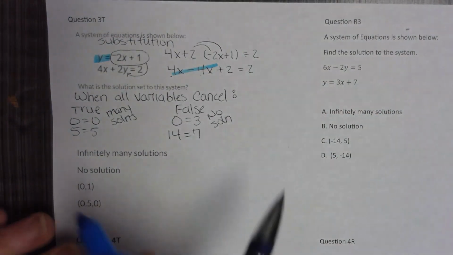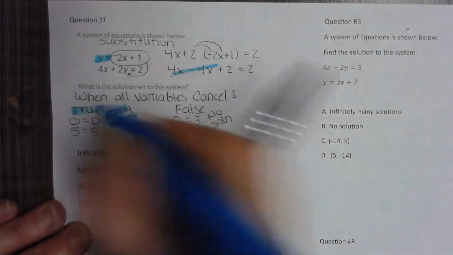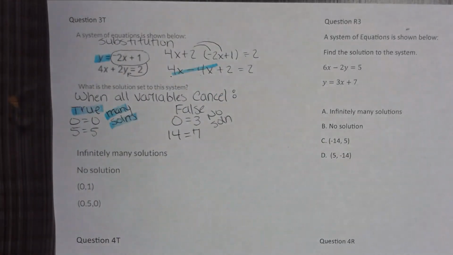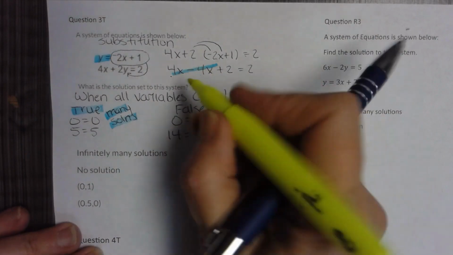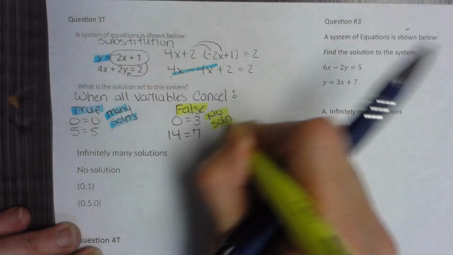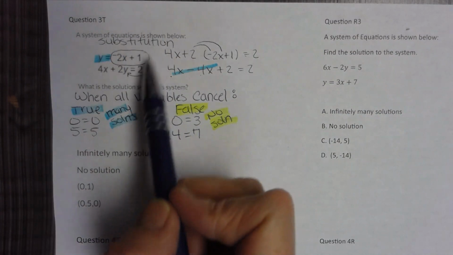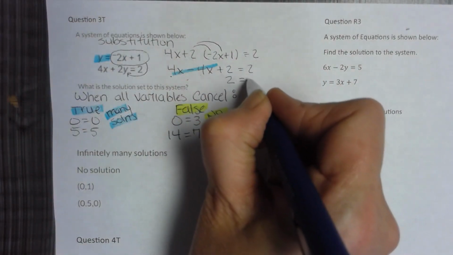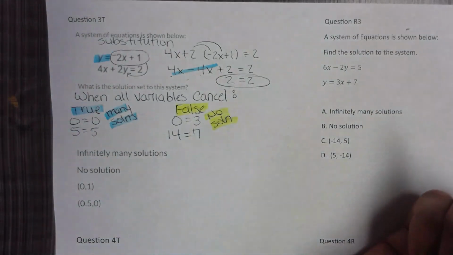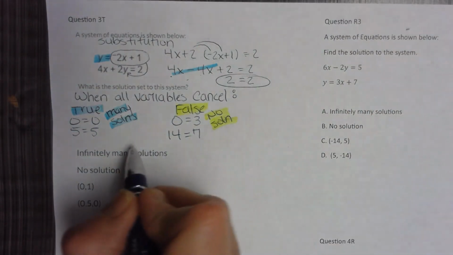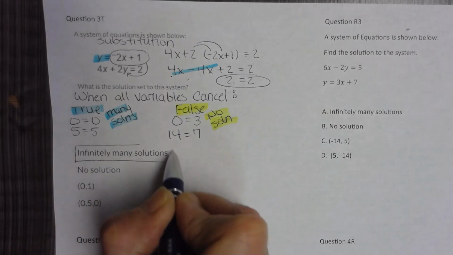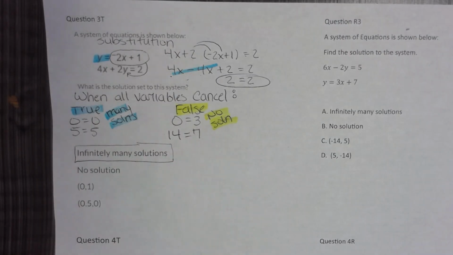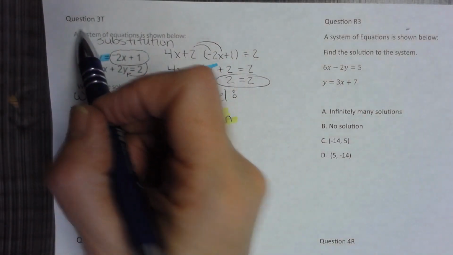Okay, so true is many solutions when we're left with the true statement. When we're left with the false statement, that's no solution. So let's look at our problem up here and see what we're left with. We're left with 2 equals 2. So that is a true statement. So infinitely many solutions here. Okie dokie. All right, let's put us a star up here.